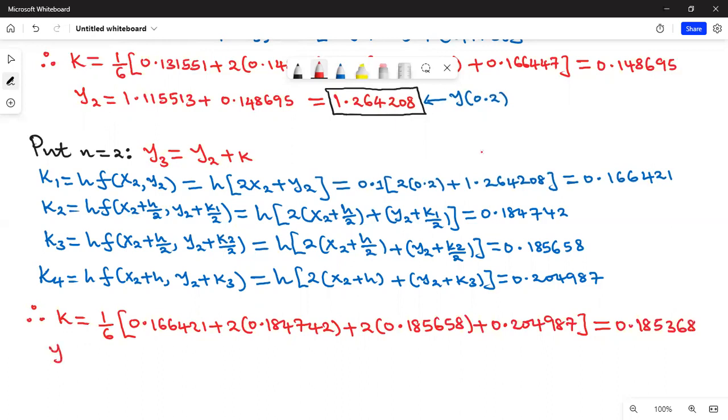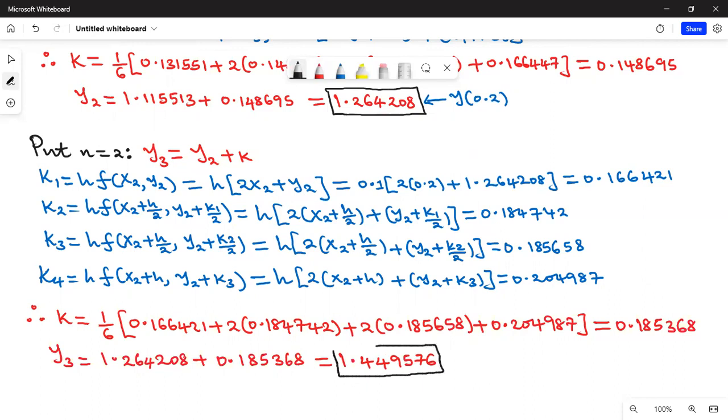And finally, we can now compute y3, which is y2 plus k. Our y2, we found it as 1.264208, plus the value of k, which we have found to be 0.185368. Press this in your calculator. That will give you 1.449576. So this is the value of y when x is equal to 0.3. So let's comment on this one and write here that this is the value of y at x equal to 0.3.